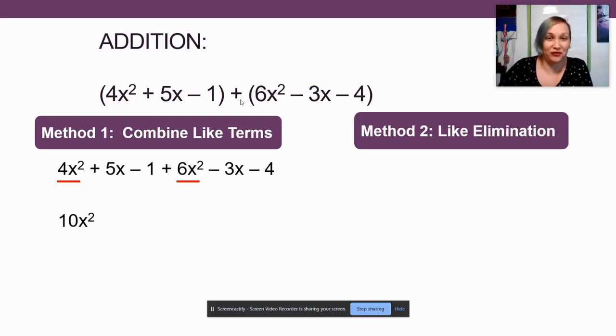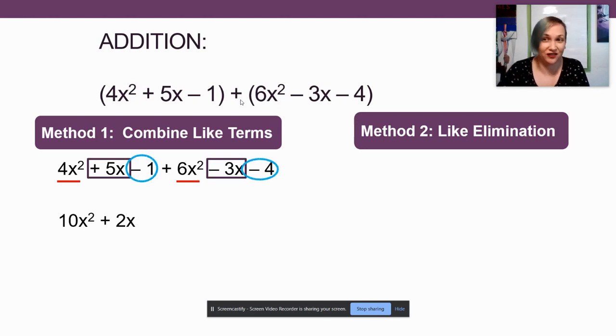Next, I'm going to combine together my x's. So I have a positive 5x and a negative 3x. Notice that I boxed the symbol with the number. 5 minus 3 is positive 2, and it stays the letter x. Finally, I'm going to combine together my constants, which is a negative 1 and a negative 4, which makes a negative 5. And this would be my final answer. So this method, again, is called combining like terms. You just write it out in a nice straight line, and then you search for the like terms.